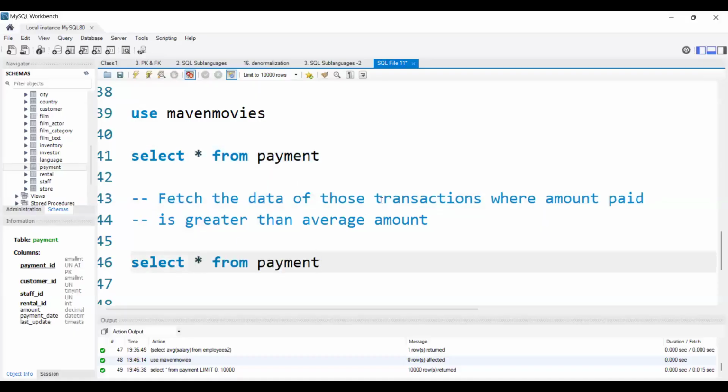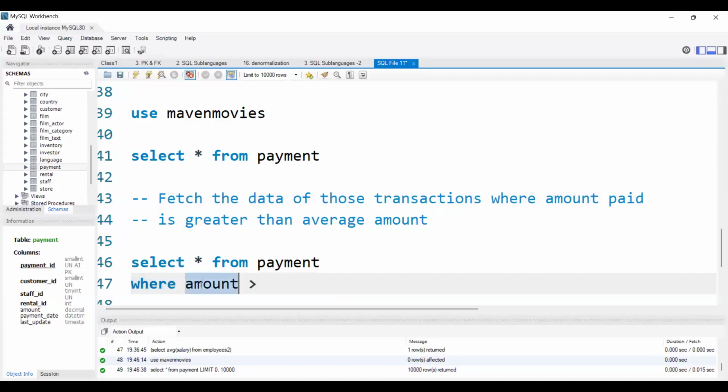From the payment table only we will get all the transactions. I'm saying where amount paid, so I'm using amount greater than, this is by using the where clause. I'm writing one condition, giving one column, and using one operator to compare. Next I'm saying average amount.